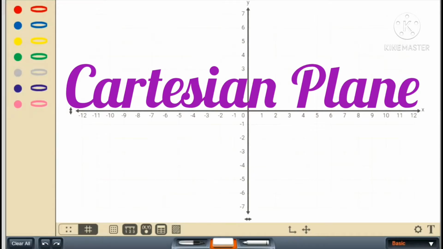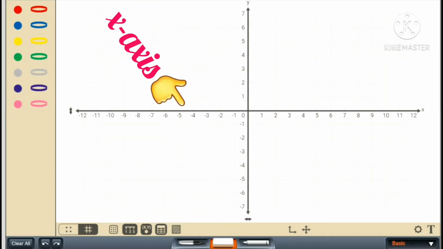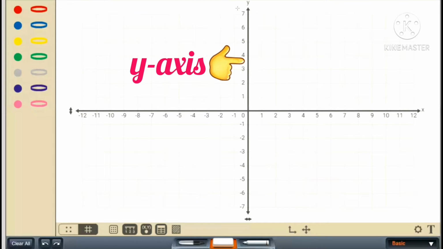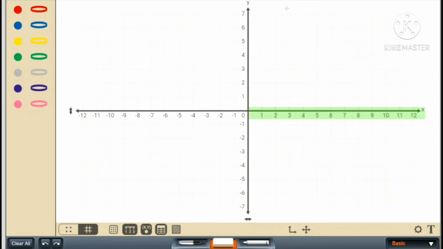In the Cartesian plane, a horizontal line is called the x-axis and the vertical line is called the y-axis. We all know a number line will have positives, negatives and 0. So there is the positive side of the x-axis and the negative side of the x-axis. And for the y-axis, positives are on the top and negatives are down. Let's see the denotation of the x-axis and y-axis.